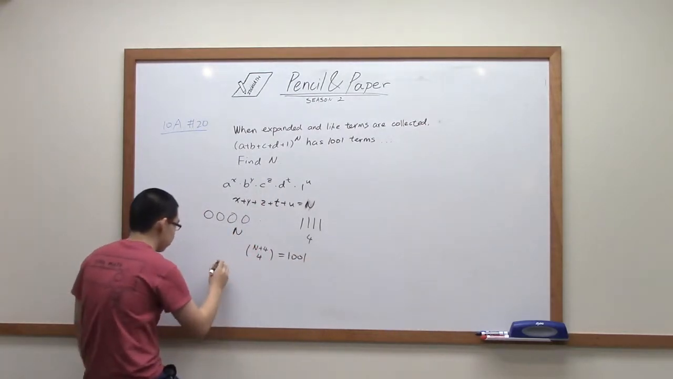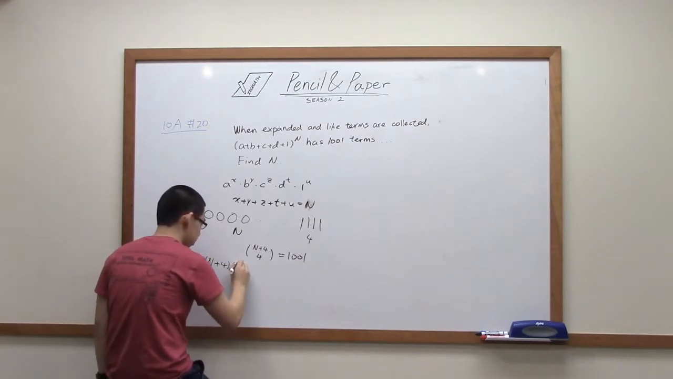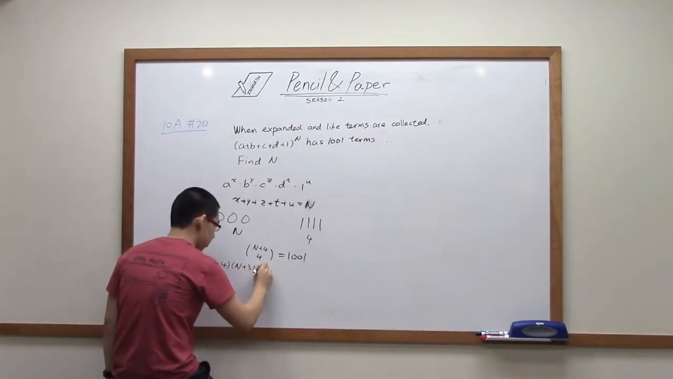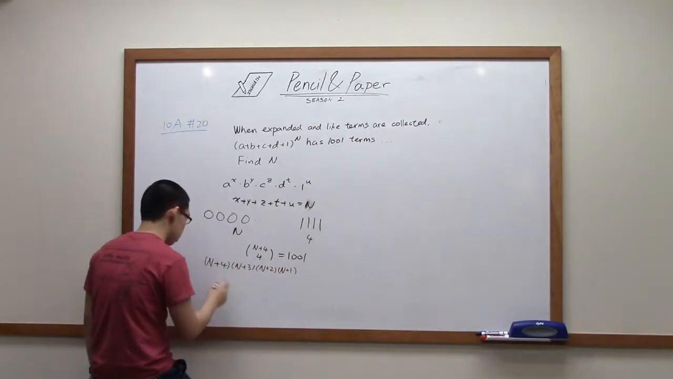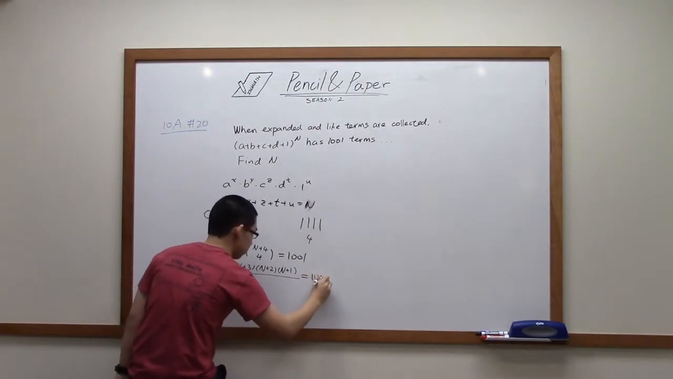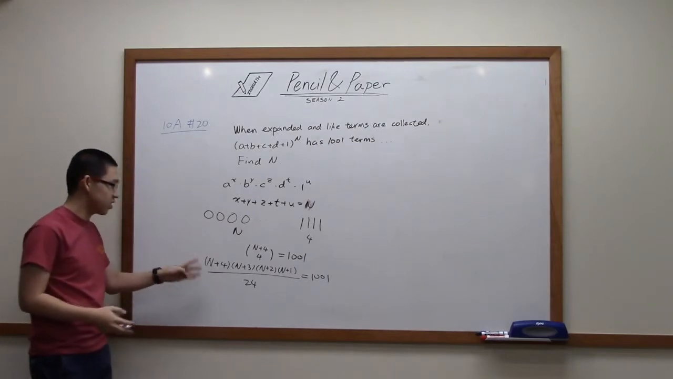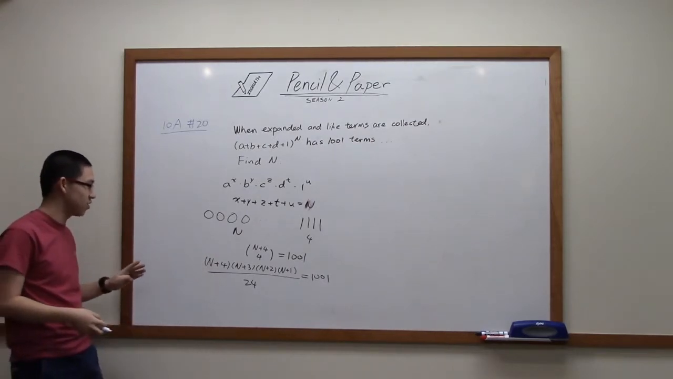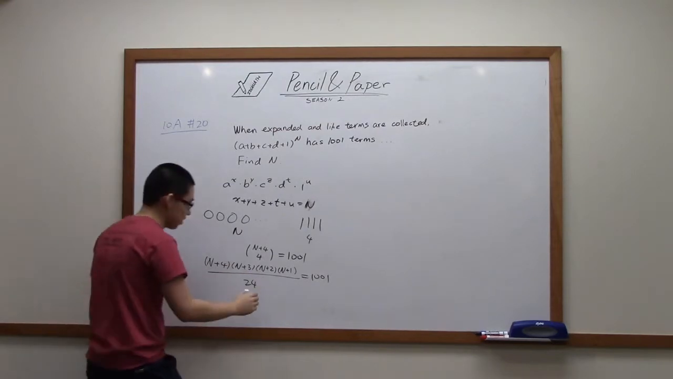So let's expand. (n plus 4)(n plus 3)(n plus 2)(n plus 1) over 24 equals 1001. If we're actually solving this equation, it's a 4th degree polynomial, so we probably don't want to actually solve it. We just want to do some checking in some sense.